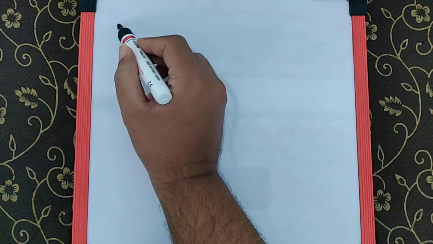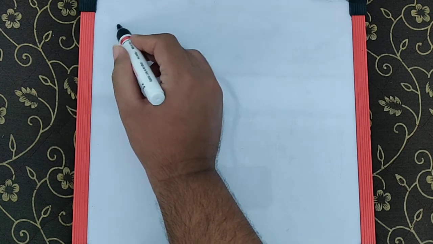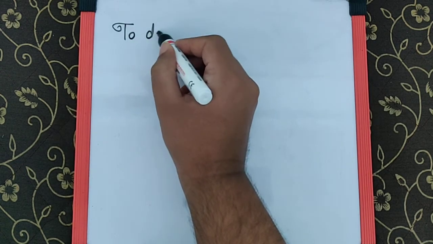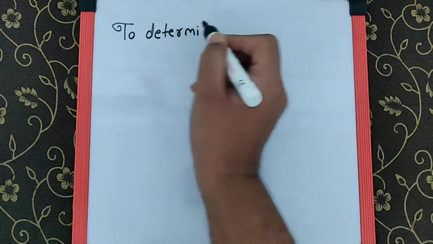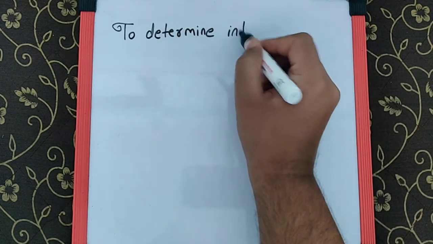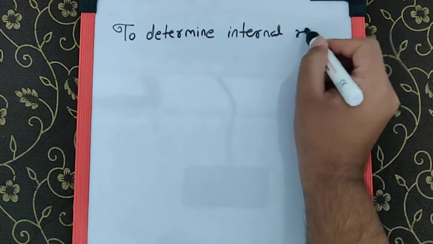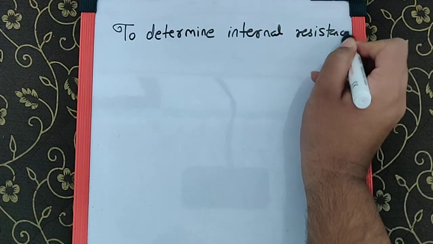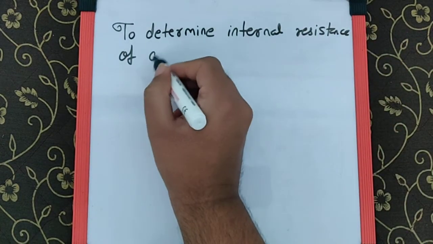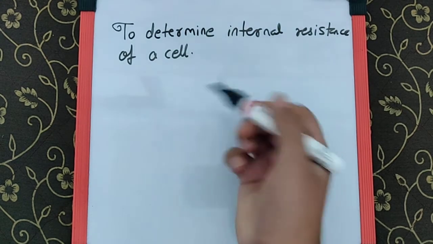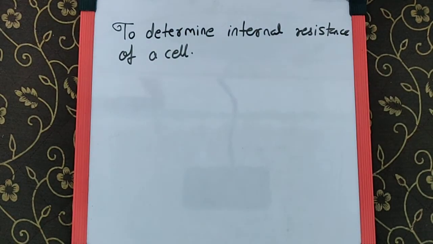Now today we are going to work on the second application or second usage of potentiometer, which is to determine the internal resistance of a cell. For this, first we need to understand the derivation of the formula for internal resistance.